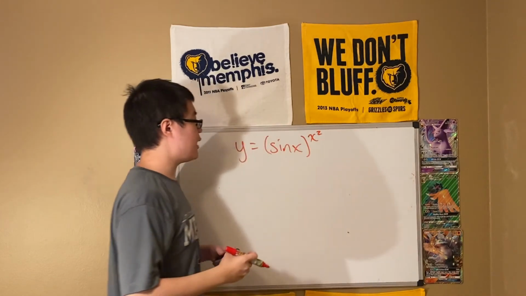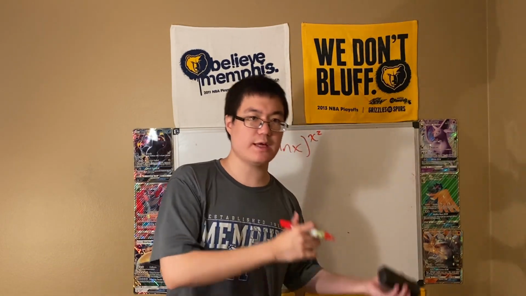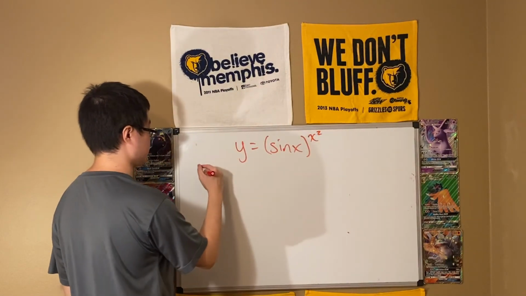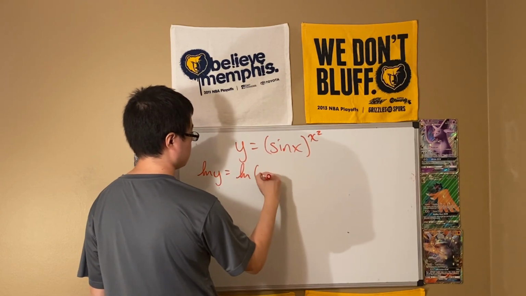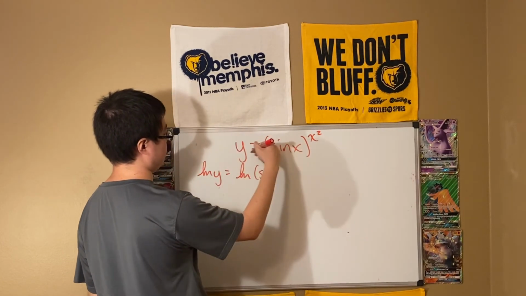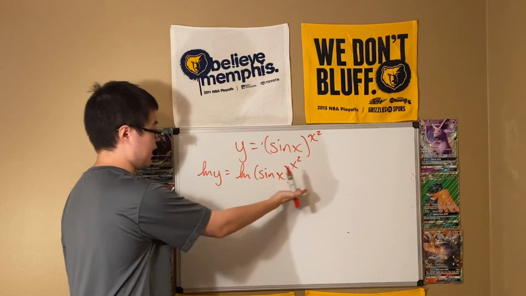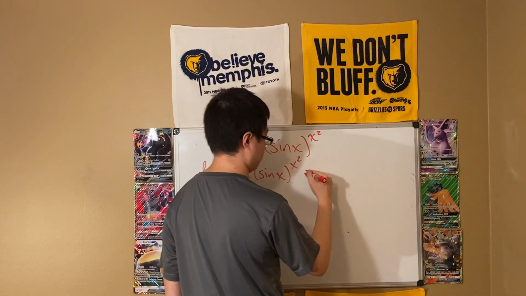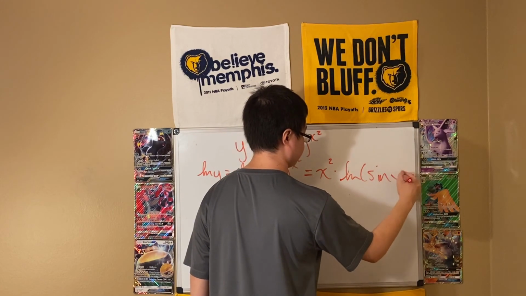So again, we do have log diff on our hands here because we have something in the base with x's and something in the exponent with x's. So what we're going to do is we're going to take the ln of both sides. And we're doing this because we can bring this guy to the front. So this is going to be x squared ln sine x.